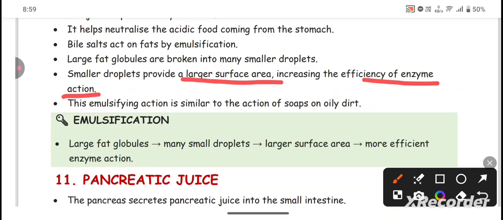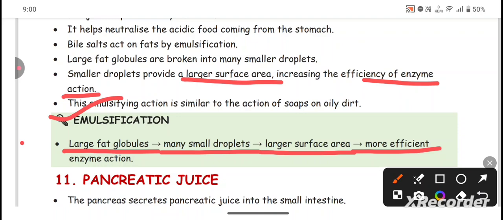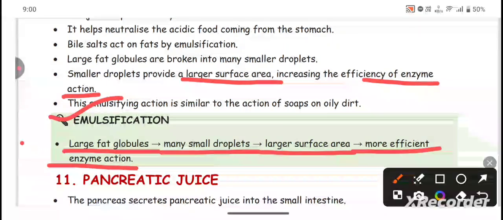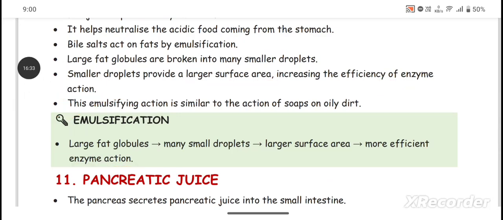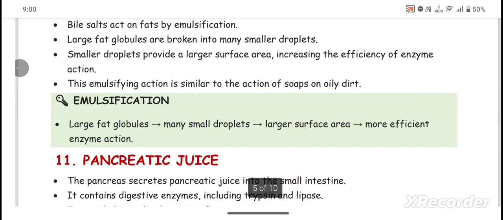This emulsifying action is similar to the action of soaps on oil dirt. So this is the principle for the action of soaps on oil dirt. So what is emulsification? This is the key point. The large fat globules convert into many small droplets, which provide larger surface area and further promote more efficient enzyme action. So this emulsification is done by bile juice secreted by the liver.